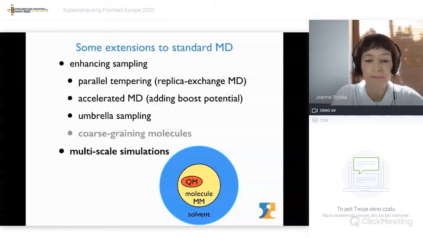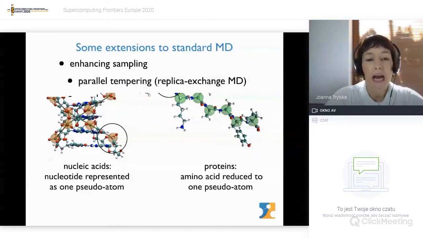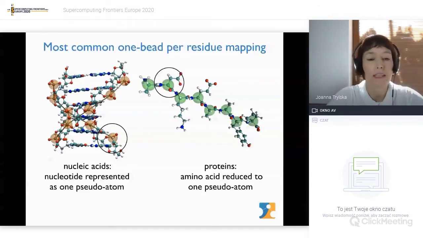Okay. So coarse graining, what does it mean? We reduce the representation and we gather a certain number of atoms into one pseudo-atom or effective particle. And for us, a very common mapping is of one nucleotide represented as one bead, or one amino acid represented as one pseudo-atom. So this way, we gain a lot.